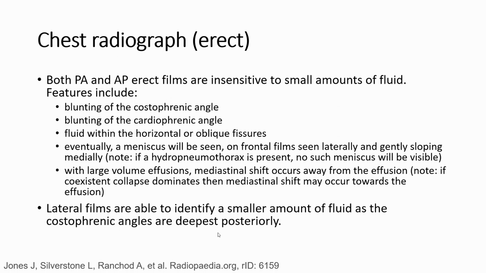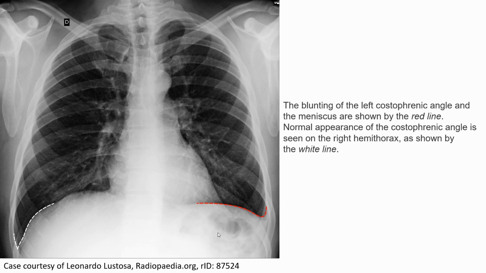With a large volume of effusion, mass effect occurs away from the effusion. Lateral films are able to identify a smaller amount of fluid as the costophrenic angles are depressed posteriorly. This radiograph shows blunting of the left costophrenic angle, and the meniscus is shown by the red line. A normal appearance of the costophrenic angle is seen on the right hemithorax, as shown by the white line.